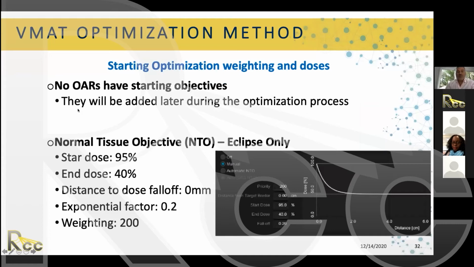We're not gonna be putting any ORs from the beginning, just because we wanna make sure that we're covering the targets first. And then we're gonna be using normal tissue objective, the NTO. This is only available on Eclipse treatment planning system. For other treatment planning systems, you won't have this, which is okay, because then you're gonna be using the rings more to control the dose outside the targets. And these are the initial parameters that we put.